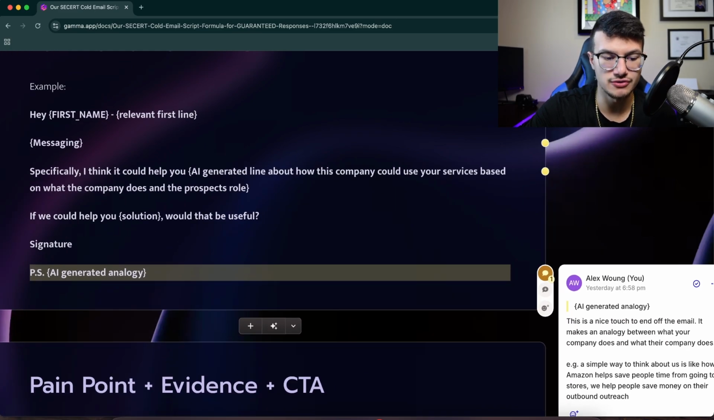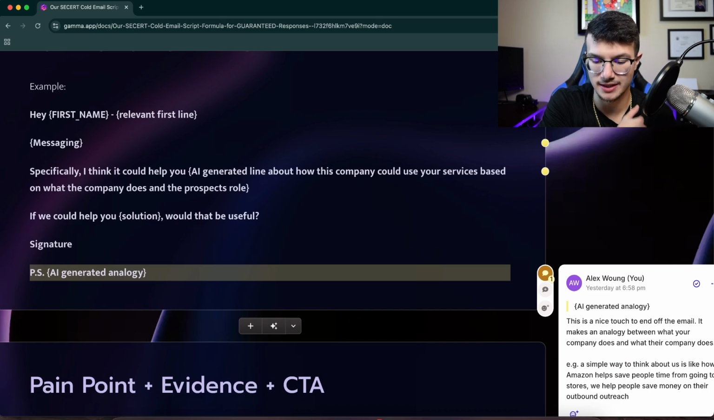You don't have to do AI. You could put a case study here. Just for an example, what you can do with this PS is make it, again, actually valuable. This is a nice touch to end off your email. It makes an analogy between what your company does and what their company does. So you could say, a simple way to think about us is like how Amazon helps save people from going to their stores, or save time from going to stores.